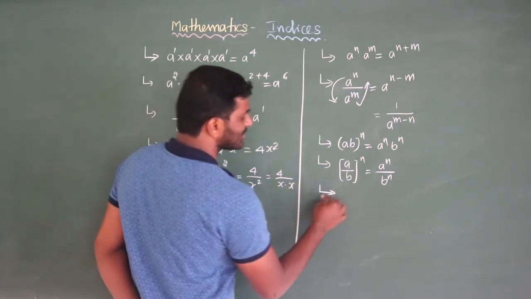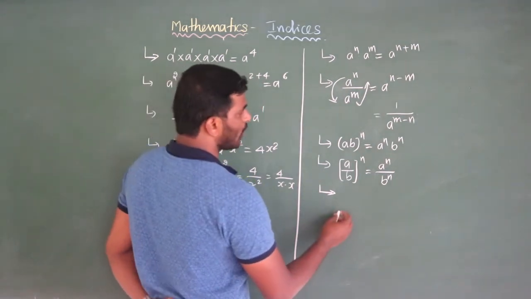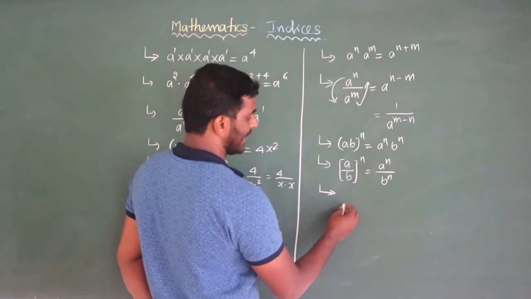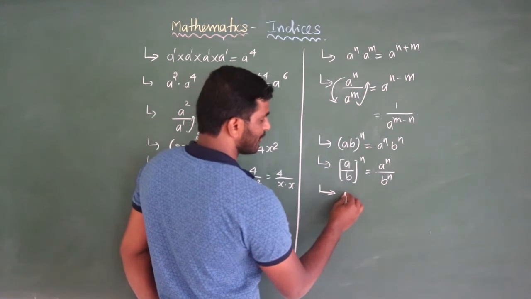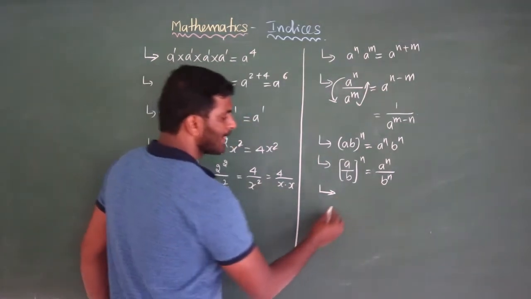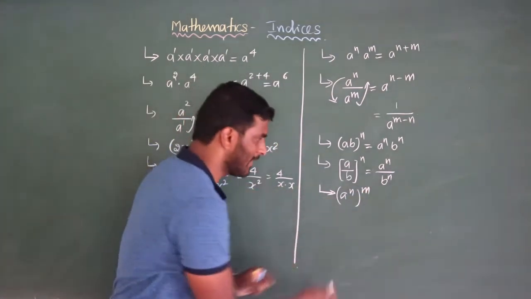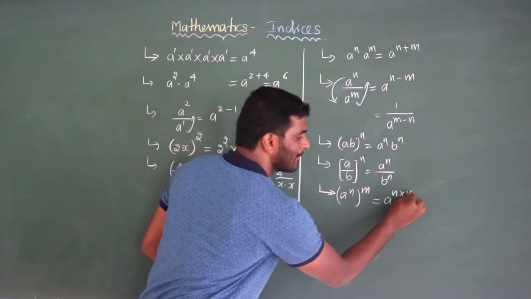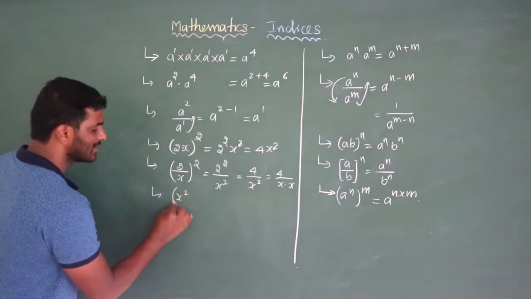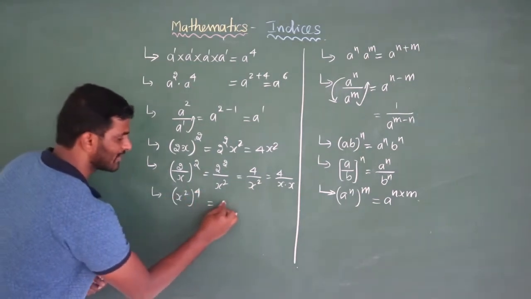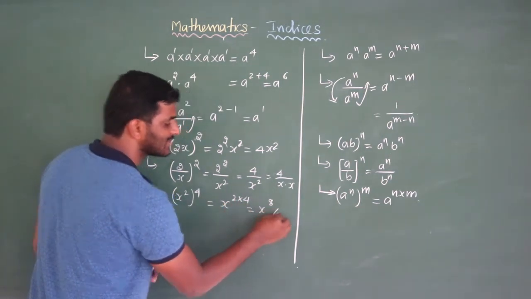Okay, and the next formula. Which are the main important formulas? The next one: a to the power of n, the whole to the power of m, is a to the power of n into m. Always we have to multiply n into m. For example, x square the whole to the power of 4. We can write this as x to the power of 2 into 4, which is x to the power of 8. That is the answer.